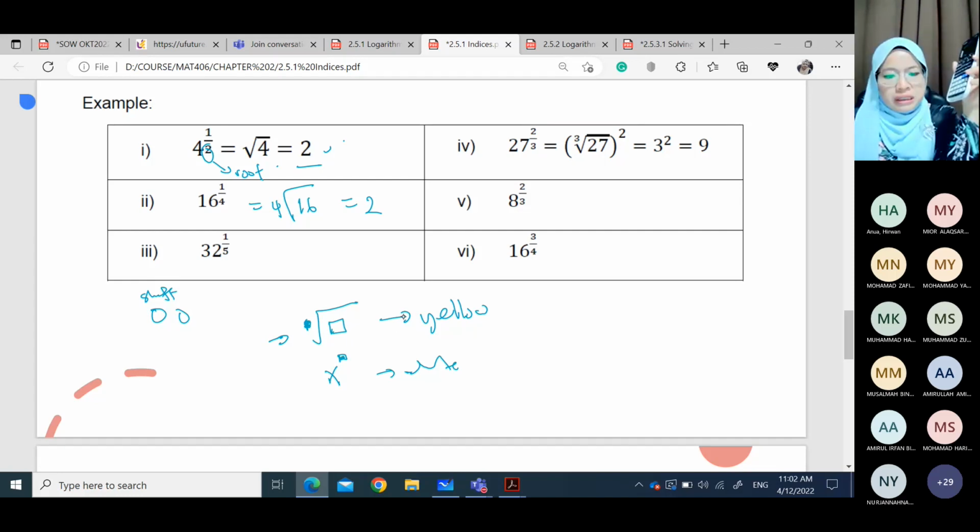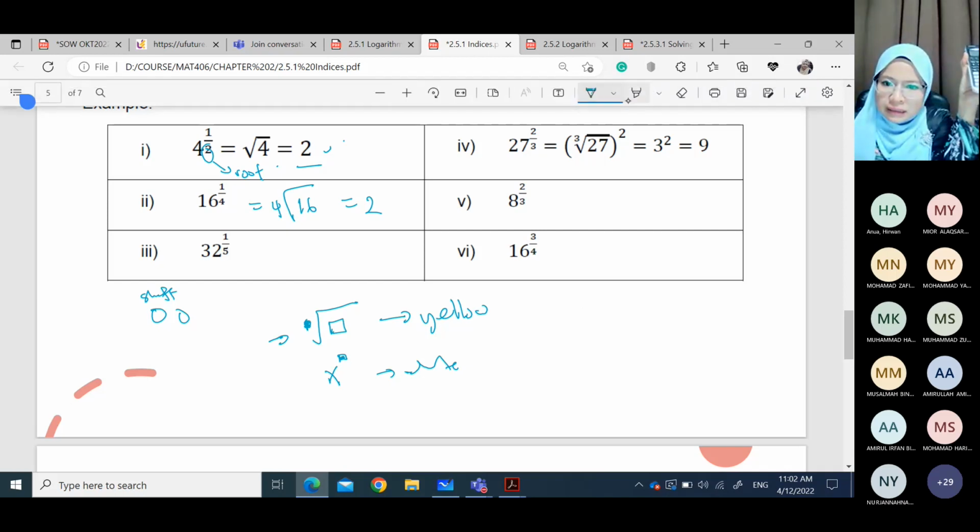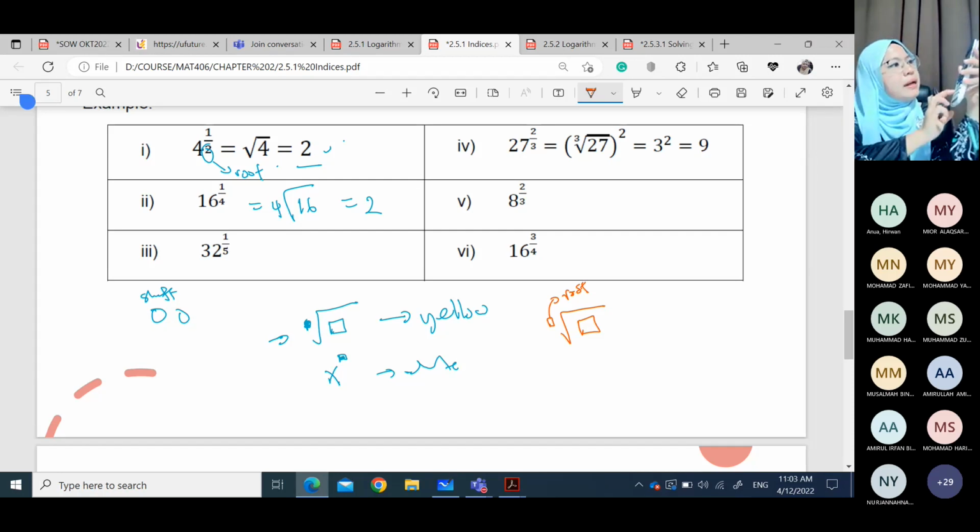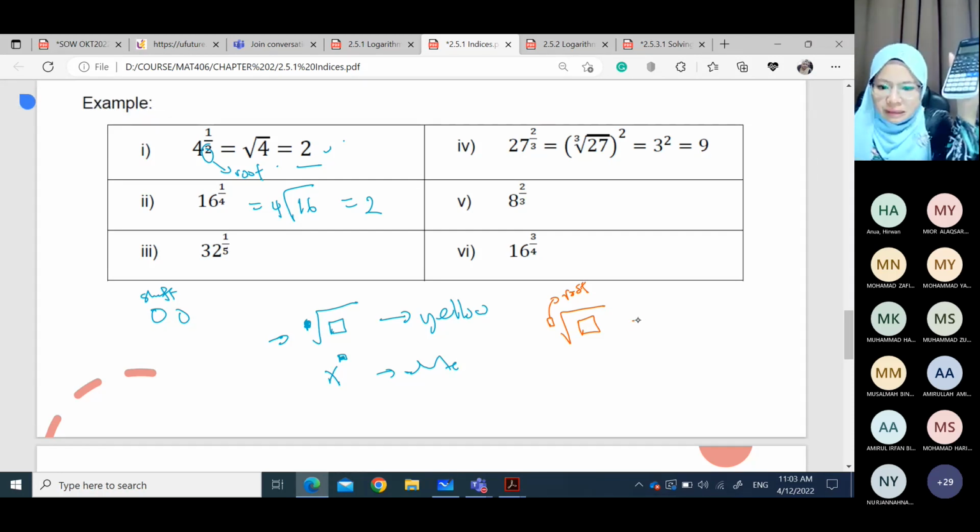Yang ni yang atas tu, color yellow tu. You tekan tu, bila you tekan, dia akan keluar dekat screen you root. Ada kotak besar dekat sini, kotak kecil dekat sini. So yang ini you kena masukkan root dia. Macam ni root dia 4 kan? You tekan 4, then dia akan appear lah.